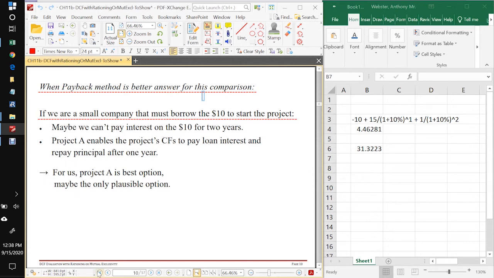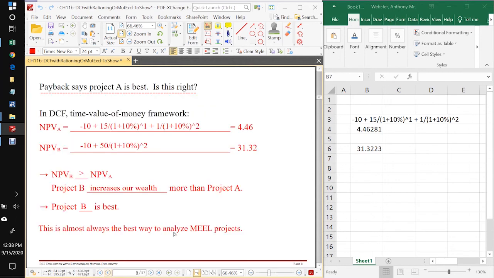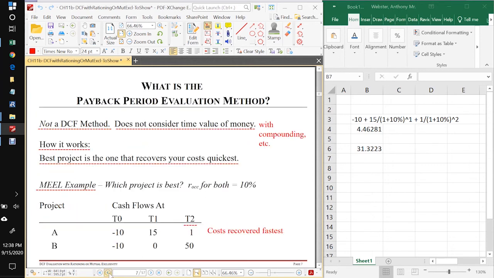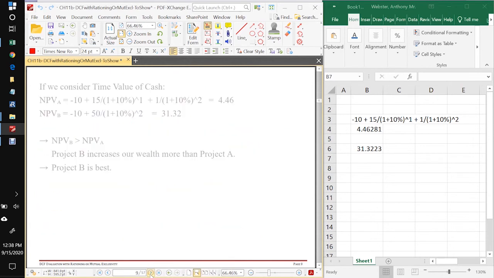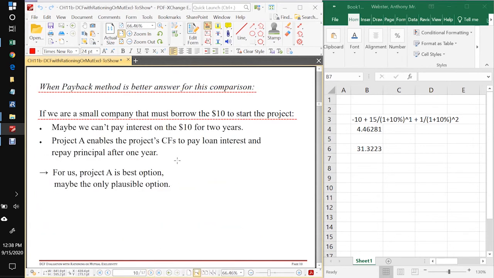But project A does give us the ability to pay back the interest and the principal in a year. And so that could work for us. So that would keep us from going bankrupt. And that's really our only choice, okay? Project A is in this case the best option. It may be the only plausible option.